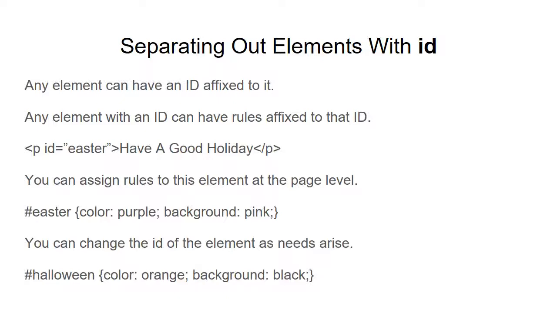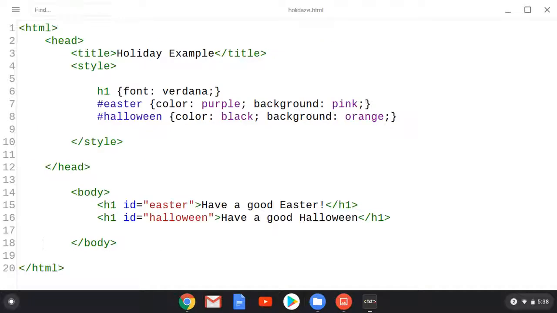And these particular rules live in the style set, the page level style at the top of the page. So it's going to look like this in your text editor. Inside the style tags up top, you've added special rules for hashtag Easter and hashtag Halloween. And then you've gone down and assigned IDs to Easter and Halloween paragraphs. Let's see what it looks like.